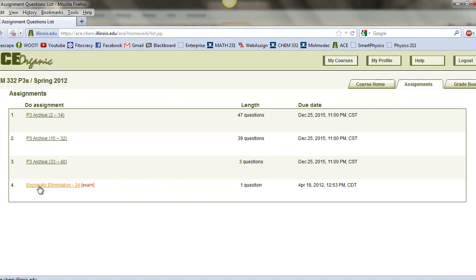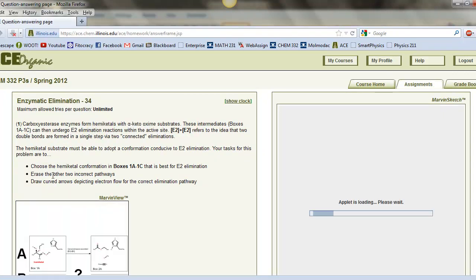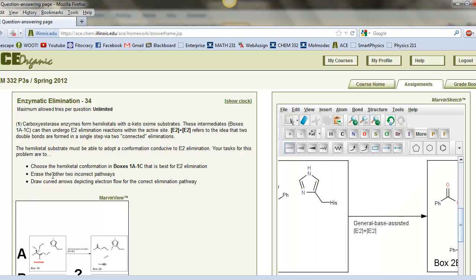This is enzymatic elimination. Carboxyesterase enzymes form hemiketals and alpha-ketooxime substrates. These intermediates, boxes 1A through 1C, can then undergo E2 elimination reactions within the active site. E2 plus E2 refers to the idea that two double bonds are formed in a single step via two connected eliminations. The hemiketal substrate must be able to adopt a conformation conducive to E2 elimination.